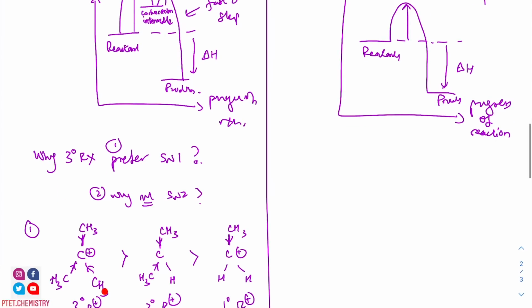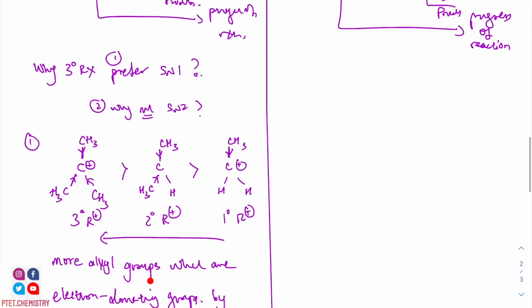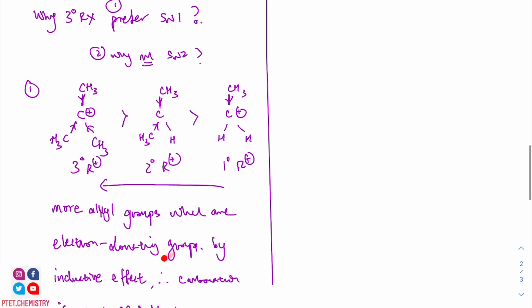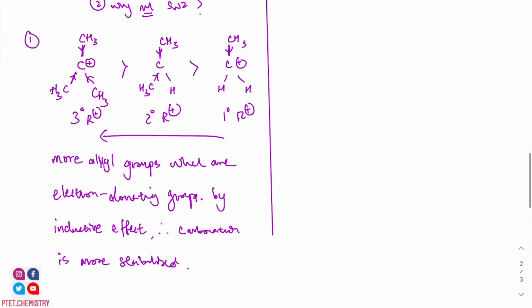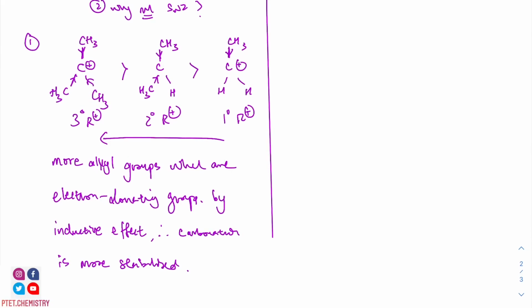For tertiary, it's good because I have 3 alkyl groups, which can stabilize the positive charge by inductive effect. If I can stabilize the positive charge, I get a much lower energy intermediate, which of course is still higher in energy than the reactant and product, but the lower the energy of the intermediate, the more stable it is. And therefore, it is more likely to proceed via an SN1 mechanism, which is a 2-step mechanism as shown previously. Okay, why not SN2?